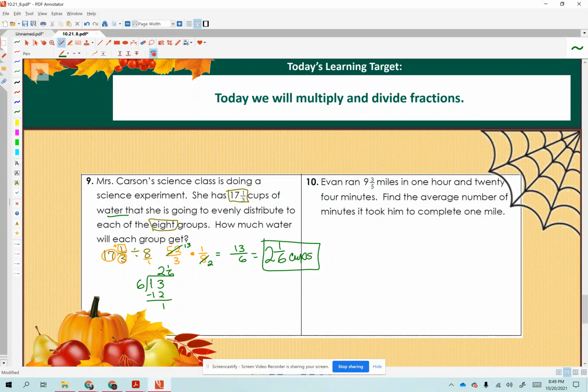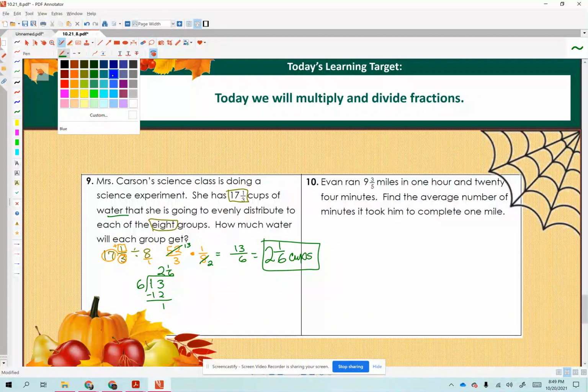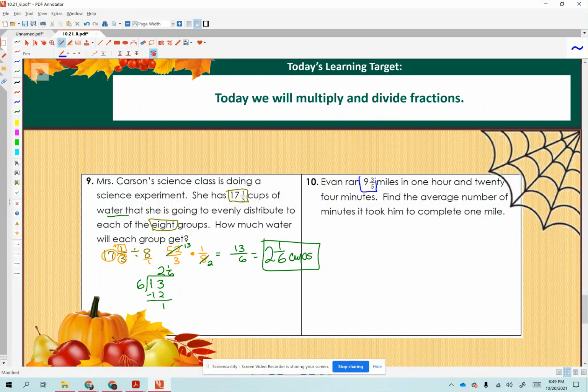And our final problem for the day, you've worked so hard. Let's change our color. Evan ran 9 3/5 miles in 1 hour and 24 minutes. Find the average number of minutes it took him to complete 1 mile. So we have 9 3/5 miles.